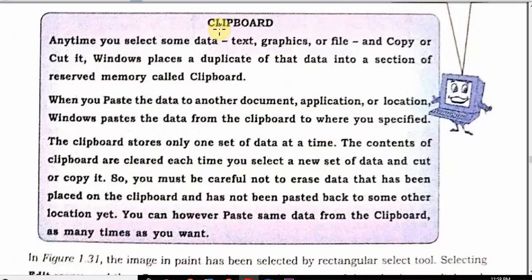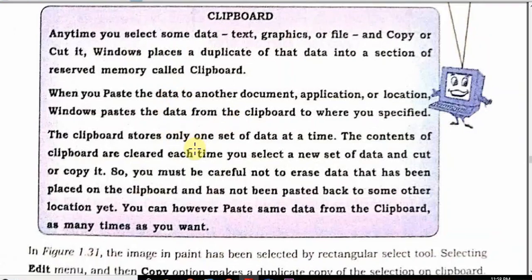Next is the clipboard. Anytime you select some data, text or graphics or a file and copy or cut it, Windows places a duplicate of that file or data into temporary memory. When you paste the data to another document, Windows pastes the data from the clipboard to where you have specified. Clipboard stores only one set of data. What does this actually mean? Clipboard is a very important concept in the Windows system or Linux system or Apple system. Let me give you a demonstration.